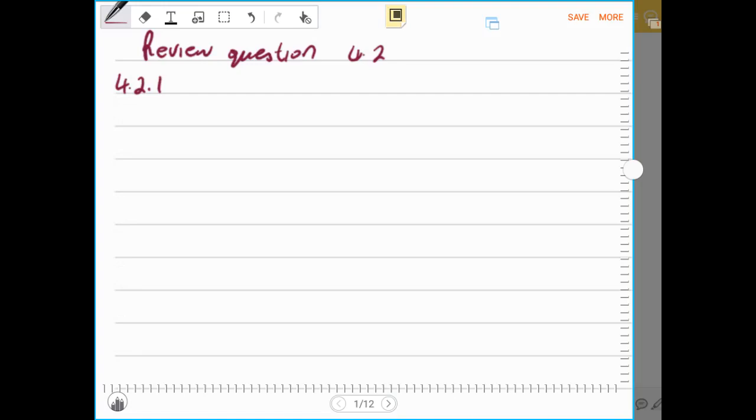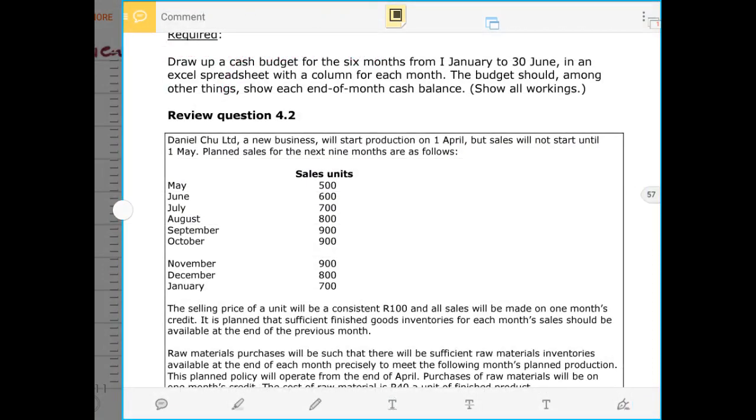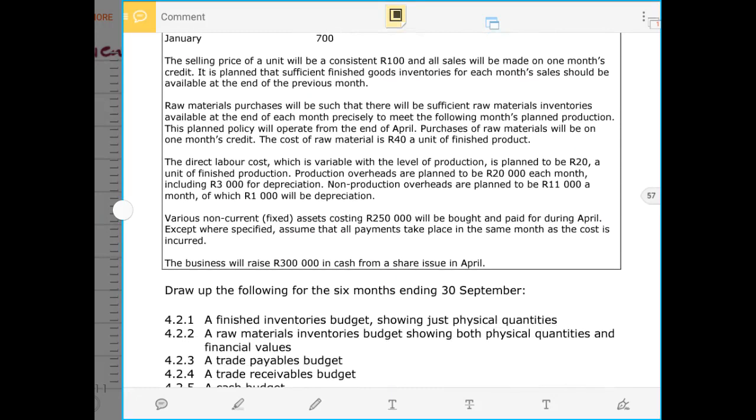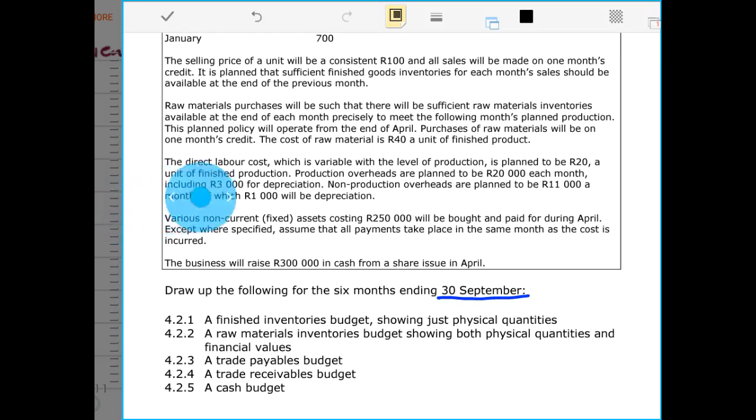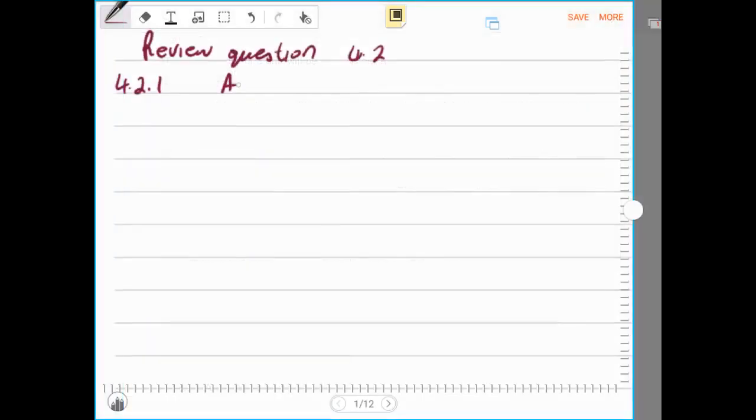Starting in this question, we must start with the months, and this is for a 6-month budget ending in September. If the budget is up to the end of September, it means obviously it's starting in April, May, June, July, August, September. So we start with April, we record May, June, July, August, and the last month will be September.